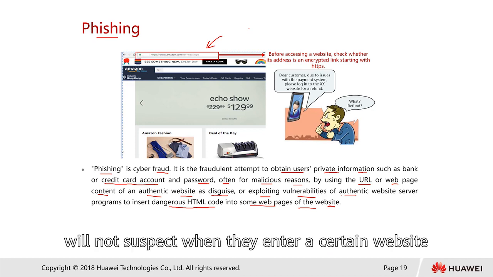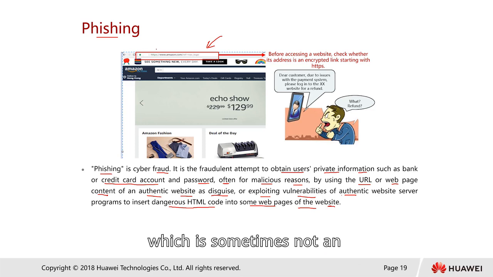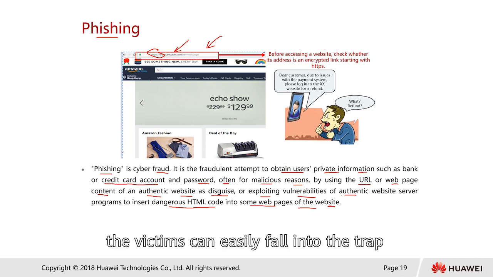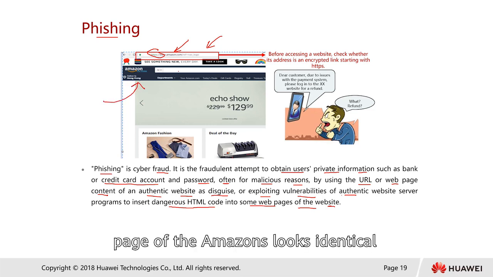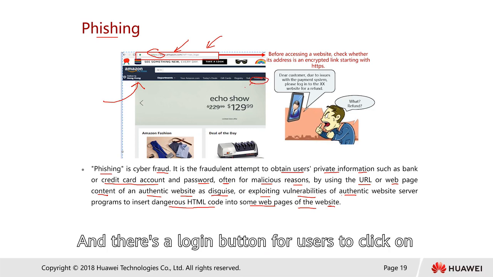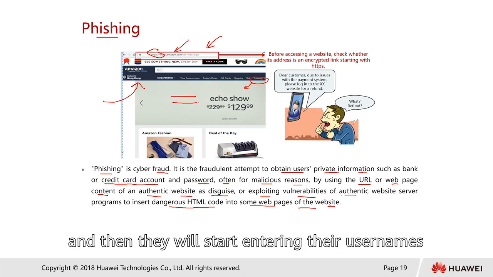Now sometimes phishing is very misleading, because victims will not suspect anything when they enter a certain website, which is sometimes not an encrypted website, or the name looks disguised, like for example Amazon. If somebody creates a website called Amazons with an S behind, then the victims can easily fall into the trap. Or the page looks identical, exactly the same, and there is a login button for the user to click, and then they start entering the username and the password.